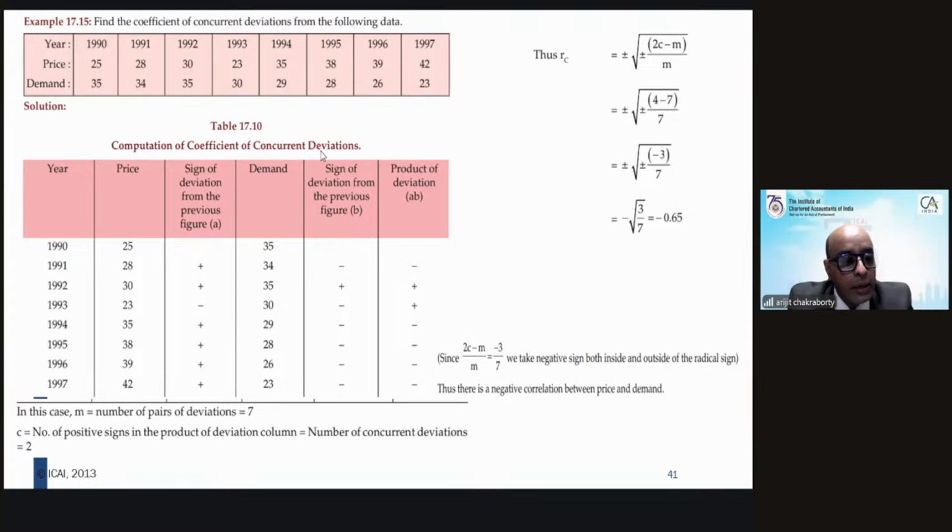Okay, one question from Ujjwal: why we are not considering only positive sign of 2 rather than negative sign? Positive sign of 2. Yeah, we are considering negative sign also. If you see positive sign 1992, दोनों का positive है, we are considering that. Here m is 2, यानी concurrent deviation 2 बार हुआ है. First time is 92, and the second time is in 1993, where you see that there is a negative, both have gone down. Price has gone down, demand has gone down. 1992 में price going up and demand going up. Okay, so 2 times, 1992 and 93. So m is 2. Okay.